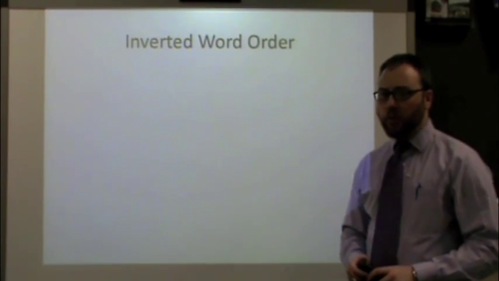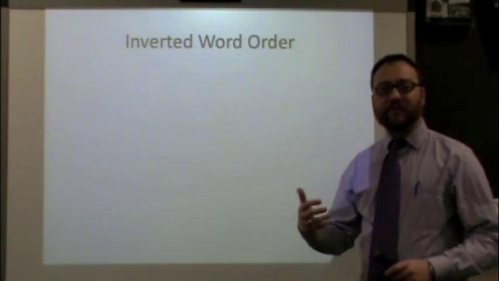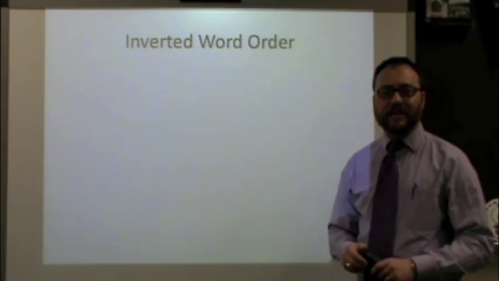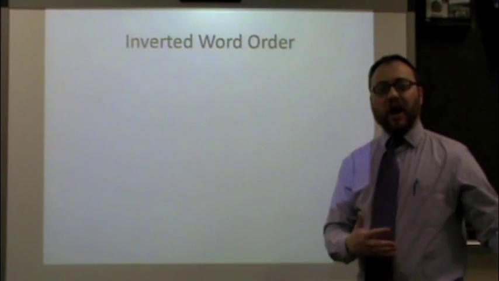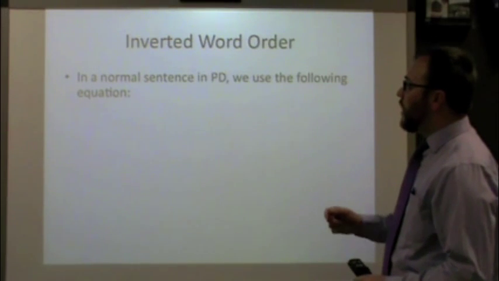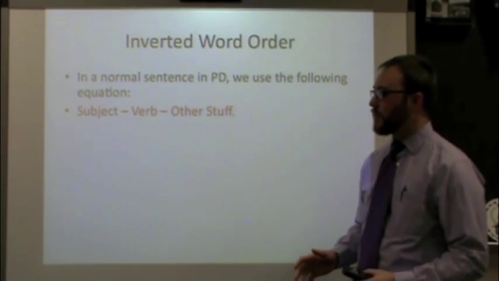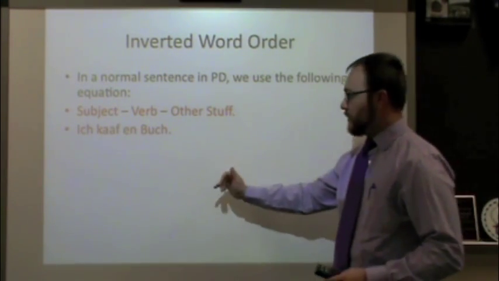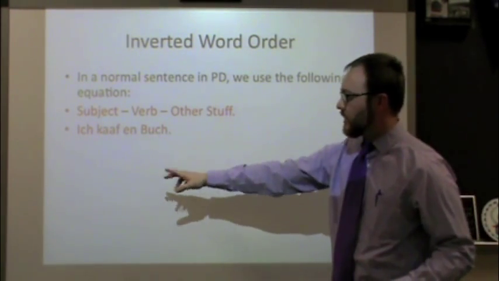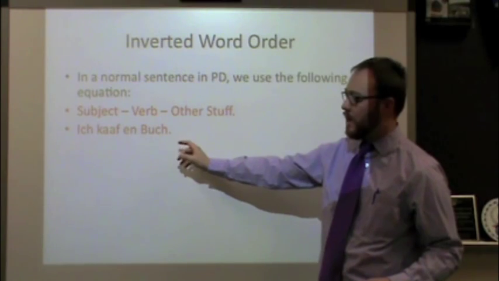Okay, let's talk about inverted word order. In some of the previous videos we talked about subjects and verbs, and how they show up in a sentence. Normally in a present tense sentence it's subject, verb, and then other stuff, whatever else might be in the sentence. That is our typical word order, okay? Subject, verb, other stuff, period. Here's an example in Dutch. Ich kauf ein Buch. I am buying a book. Subject, ich, verb, kauf, other stuff, ein Buch.